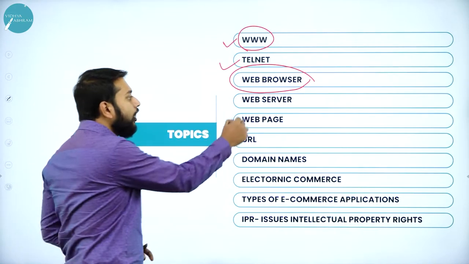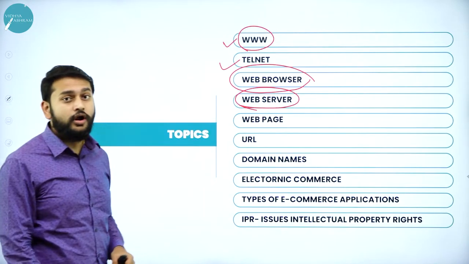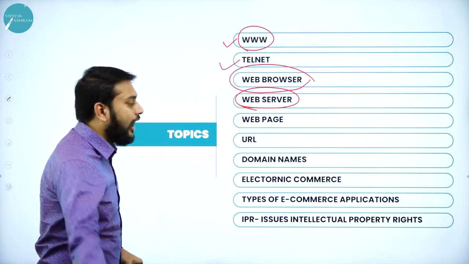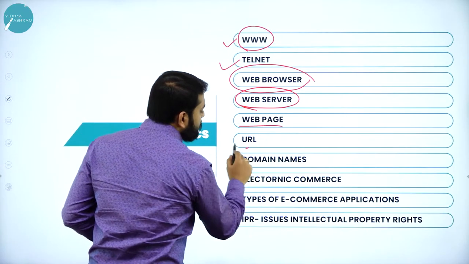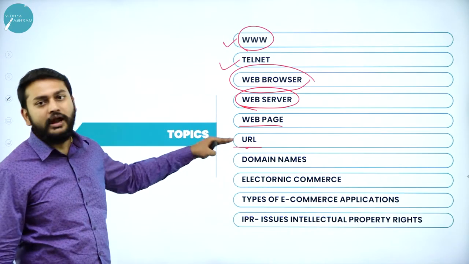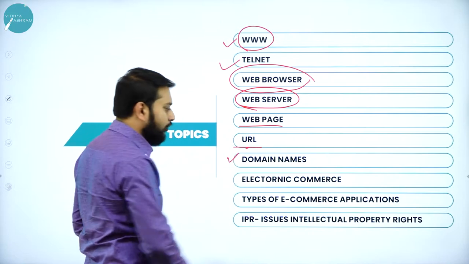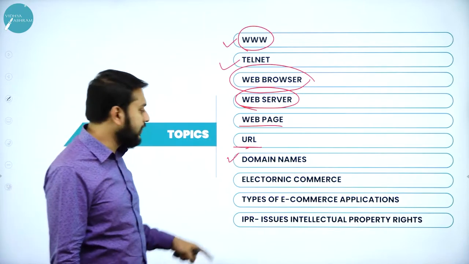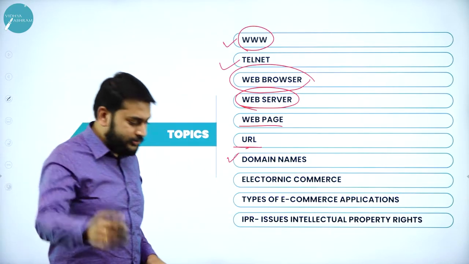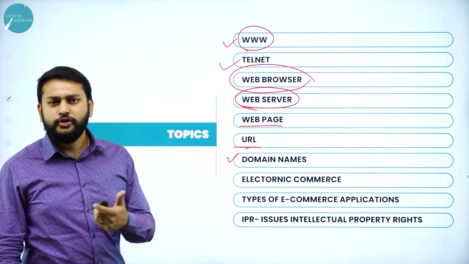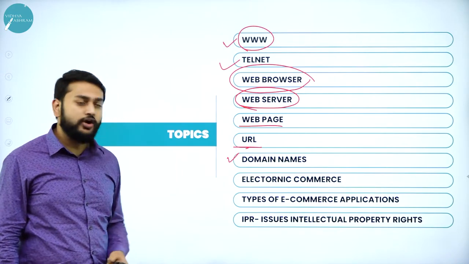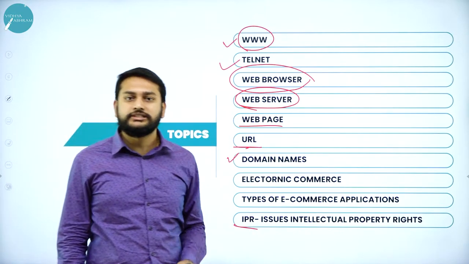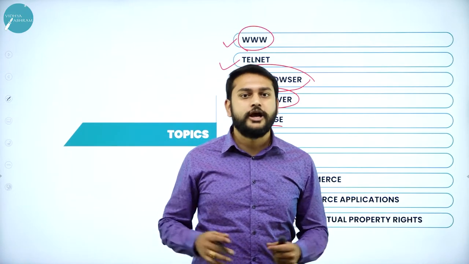Then we have something called web browser. Please listen to me, that is web server. I will also discuss the web server, web page, URL. What is URL? What are domain names? Probably this will be a new topic for all of you in today's session. I will discuss domain names in detail. And then electronic commerce. For commerce students, I think it will be very simple and easy because all of you would have studied this. And types of e-commerce applications. Last one is IPR issues. This is what I'm going to discuss, and this is the last session on this chapter.